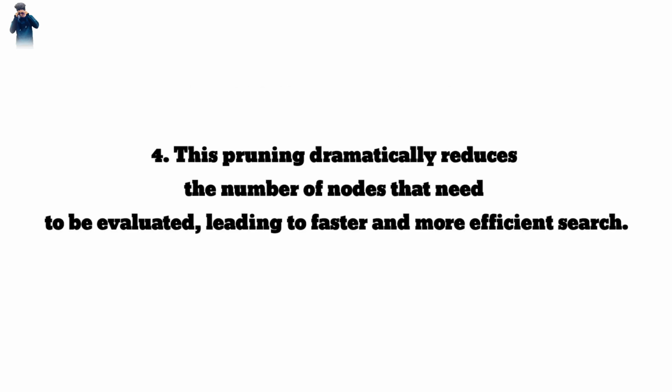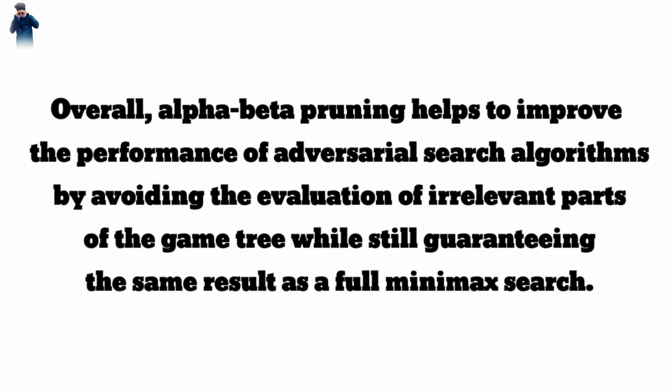4. This pruning dramatically reduces the number of nodes that need to be evaluated, leading to faster and more efficient search. Overall, alpha-beta pruning helps to improve the performance of adversarial search algorithms by avoiding the evaluation of irrelevant parts of the game tree while still guaranteeing the same result as a full minimax search.